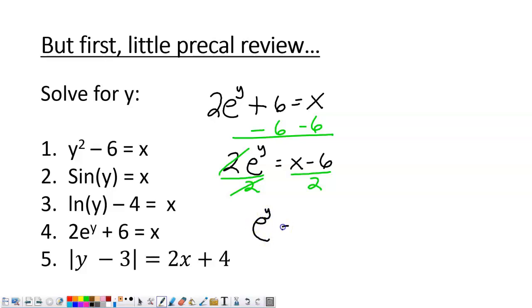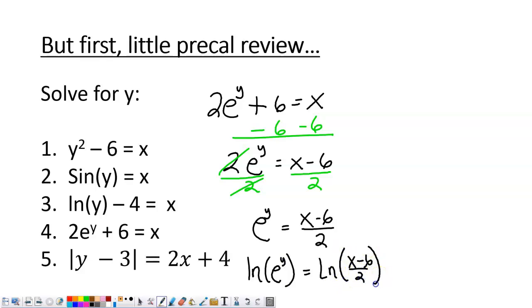Now what do I do to get y by itself? Well, at this point, I need to get rid of the e. So how do we get rid of an e? Well, remember how the e canceled out the ln? Well, guess what? ln cancels out e. So whenever you have this type of situation, you're going to take the natural log on both sides. Okay? ln cancels out e, and we're left with just the y.